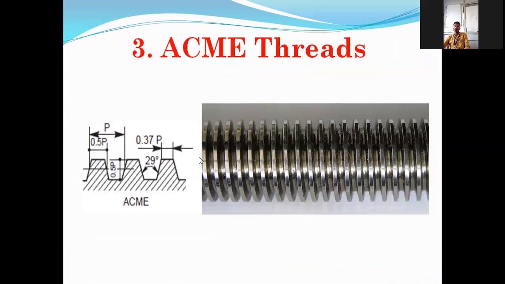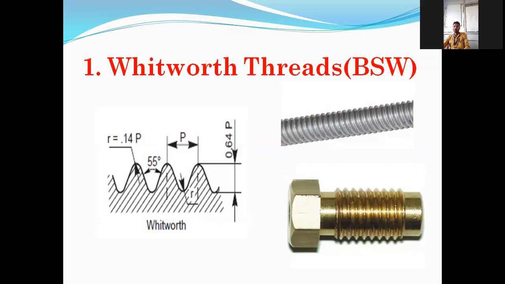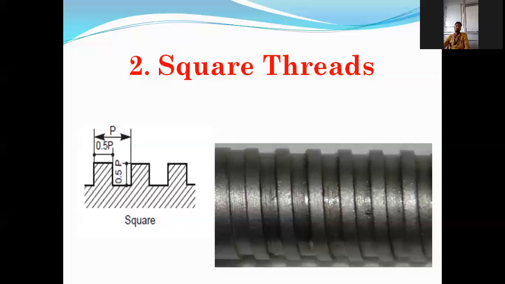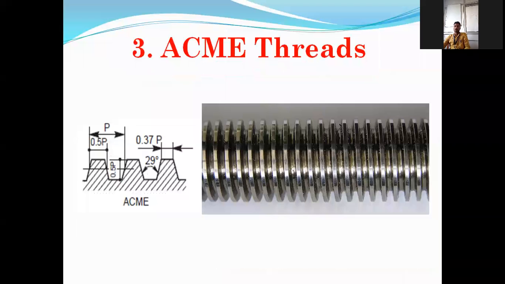Then we have seen Whitworth thread, square thread, Acme thread, and V thread. Slowly I will go with Whitworth or BSW: 55 degree angle, leak proof application. Whatever profile you are observing on the screen is the profile for Whitworth or BSW thread. Further we have seen square thread. The profile is perpendicular to the axis, but the thread angle is zero, and whenever there is a huge load, in that case it is used. Screw jack and lead screw are the best examples for this.